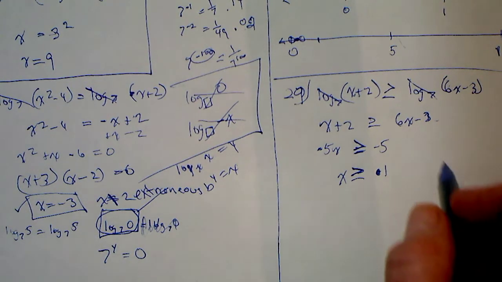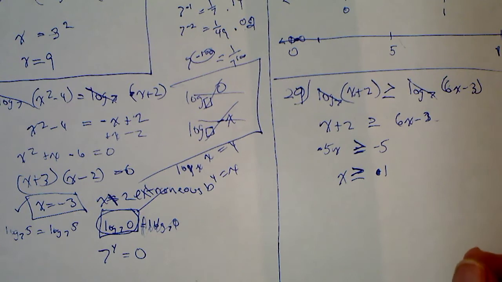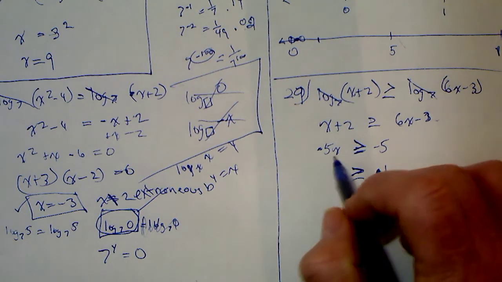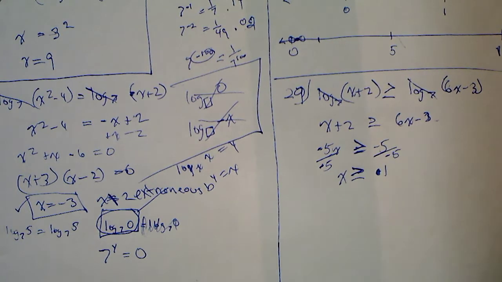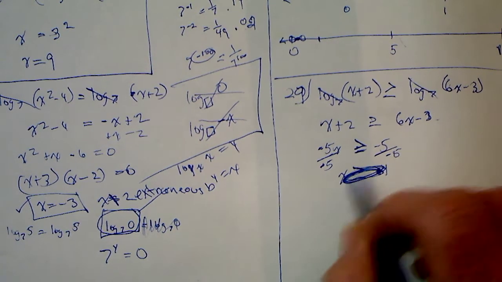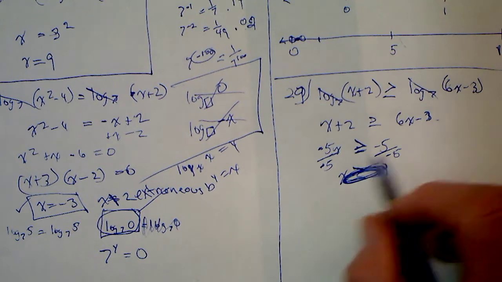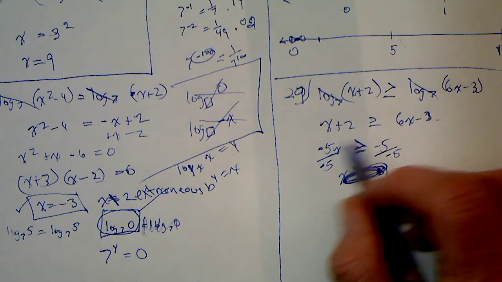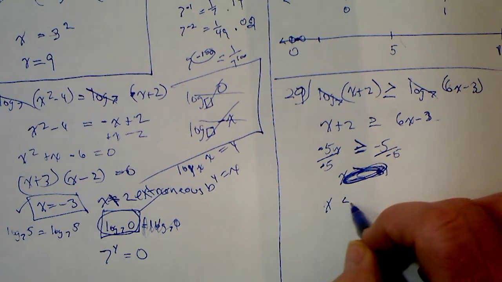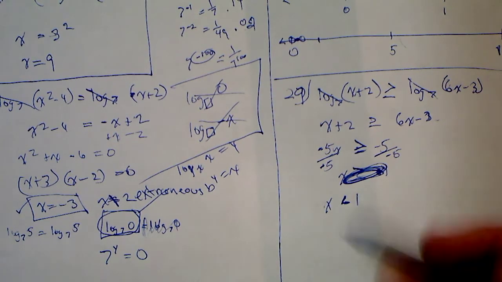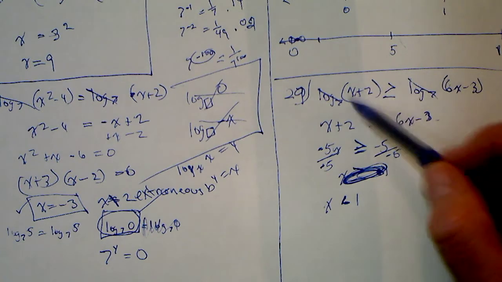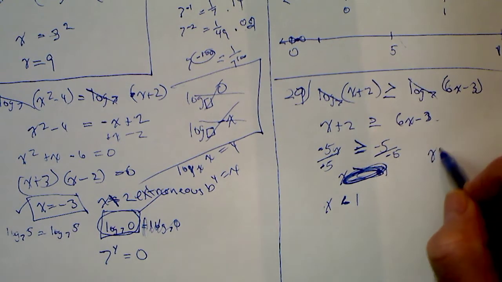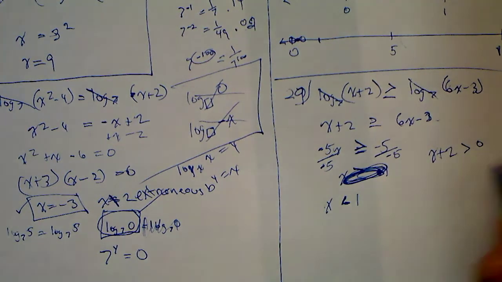Then dividing. Man, I'm skipping steps, thinking about what's coming next instead of being focused on what I'm doing. So dividing by a negative flips the sign, so x is less than 1. Okay, now is that okay? Can you do that? All right, so you have to look up here. What's going to make that 0 or negative? So x plus 2 has to be greater than 0. Subtract 2, so x has to be greater than negative 2.